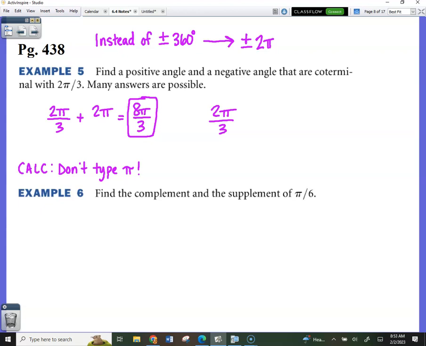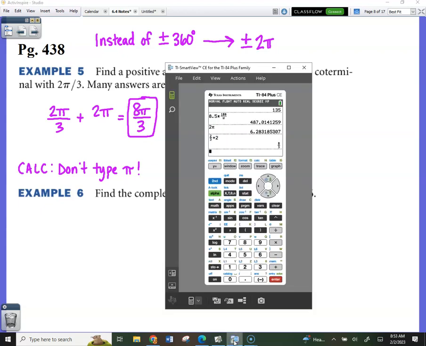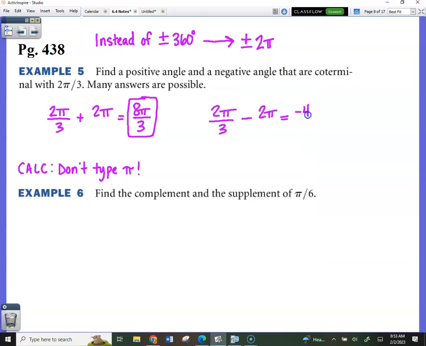Now, if I want a negative coterminal angle, I'm going to take that 2 pi over 3 and what? Subtract the 2 pi. Let me show you a calculator shortcut. You can go up to what you just entered, or you can hit second enter, which says entry. It'll repeat it and allow you to edit it. So negative 4 pi over 3 would be a coterminal angle.